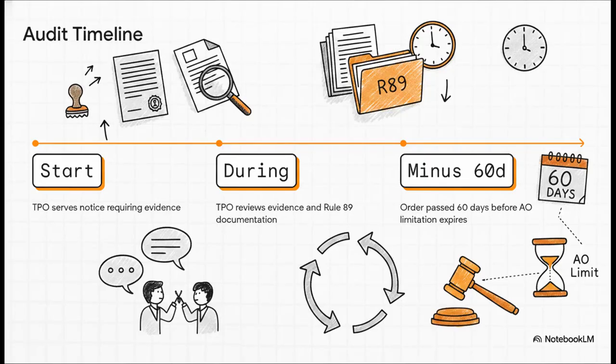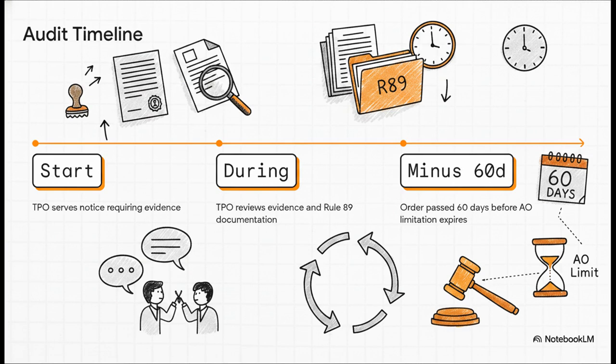Now, if a reference is made, the clock starts ticking, and the timeline is highly regimented. The TPO kicks things off by issuing a notice to the assessee, demanding they produce evidence and their contemporaneous documentation maintained under Rule 89. After digging through the evidence and holding hearings, the TPO has to pass a written order. But here is the absolutely crucial procedural deadline you need to remember.